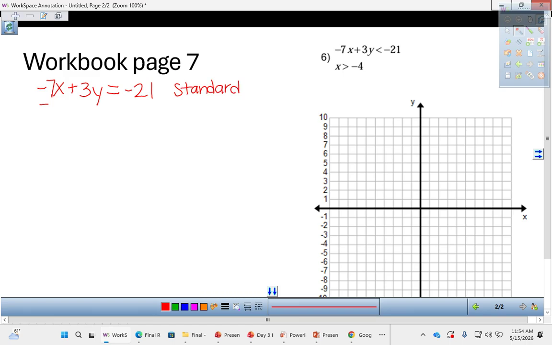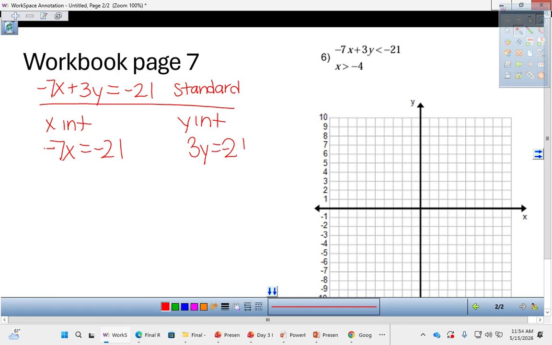To graph a line in standard form, you need to find the x-intercept and the y-intercept. To find the x-intercept, you take the equation's x part and then you ignore the y part. So the plus 3y I'm not going to write. I'm only looking at the x portion of the equation. And to find the y-intercept, I'm going to ignore the x part and only solve the y part of the equation. I'm solving each of these equations to get the variable alone. So the x-intercept is 3.